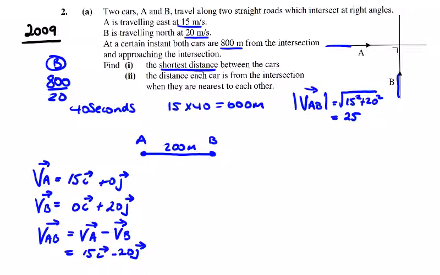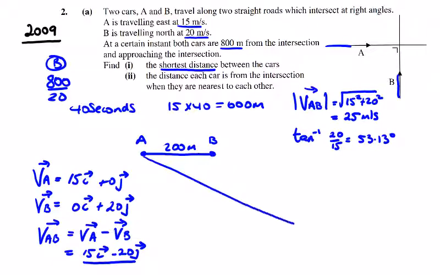So 25 meters per second is the speed, the relative speed, and we may need direction as well in this diagram to get the shortest distance. The inverse tan of 20 over 15 is, from that 3, 4, 5 triangle, 4 over 3, which gives 53.13 degrees. You practice them, you'll get that. So our relative velocity, A relative to B, positive minus, down in this direction, positive minus velocity of A relative to B.